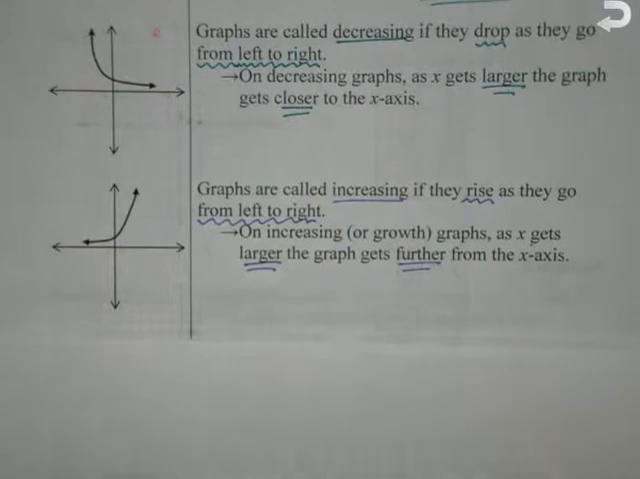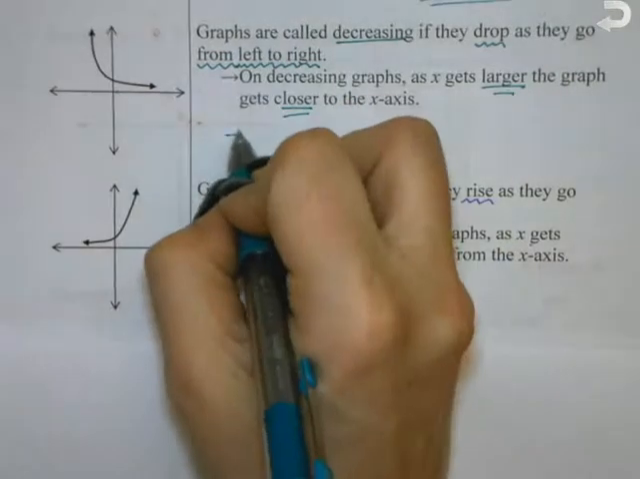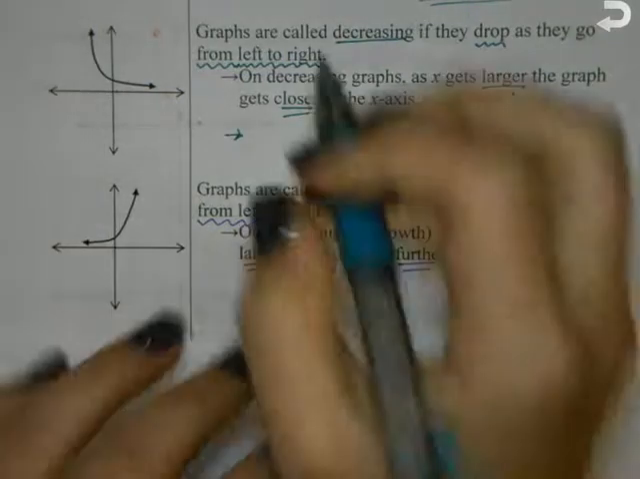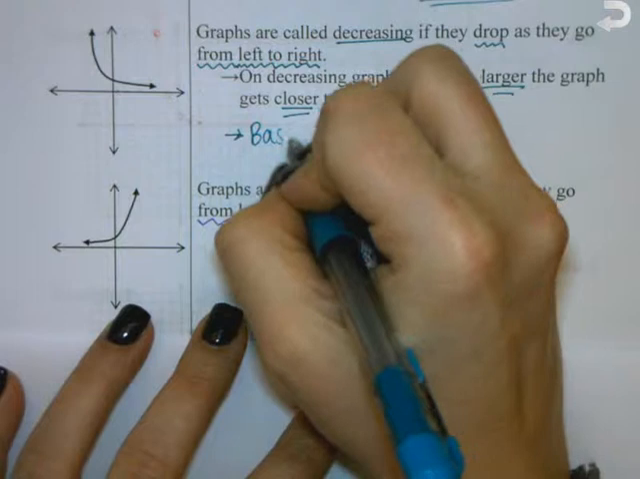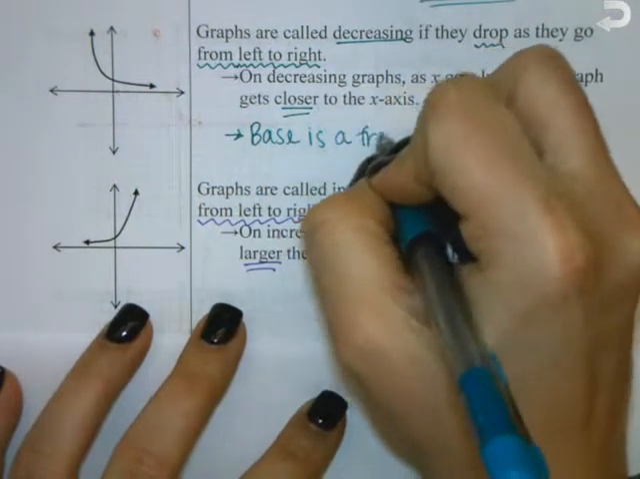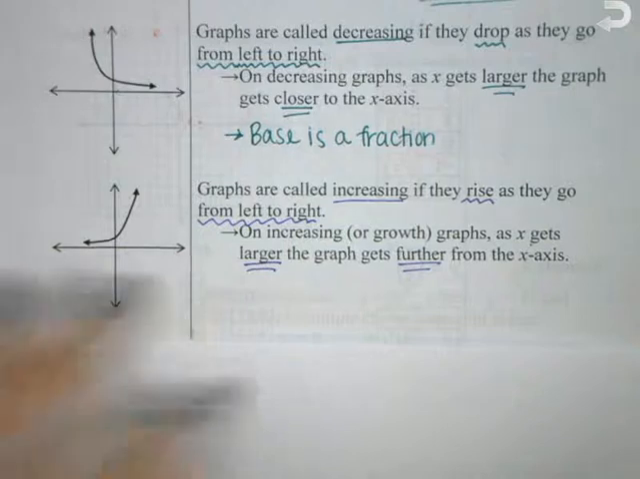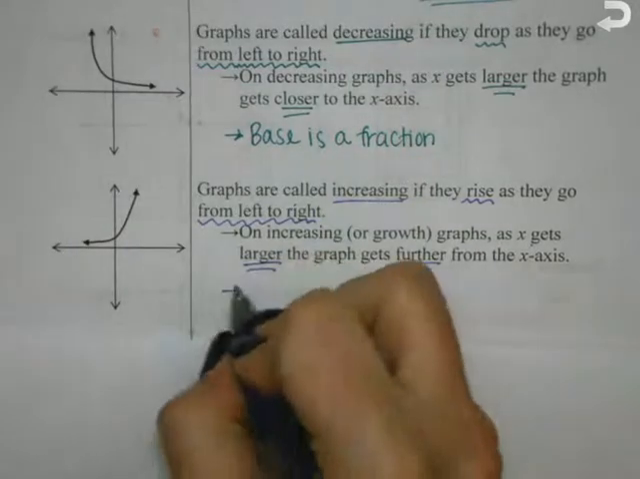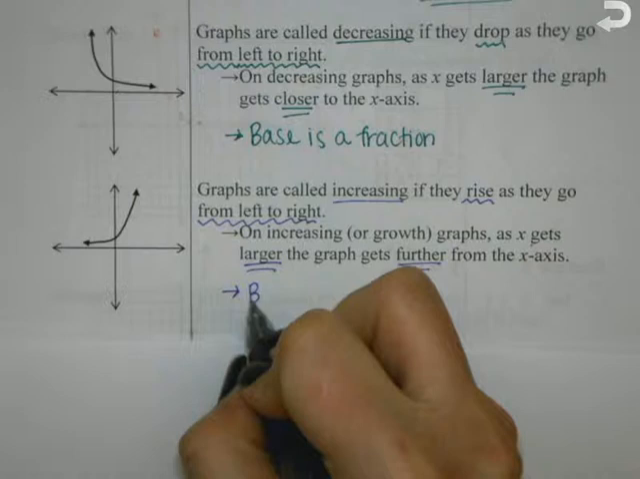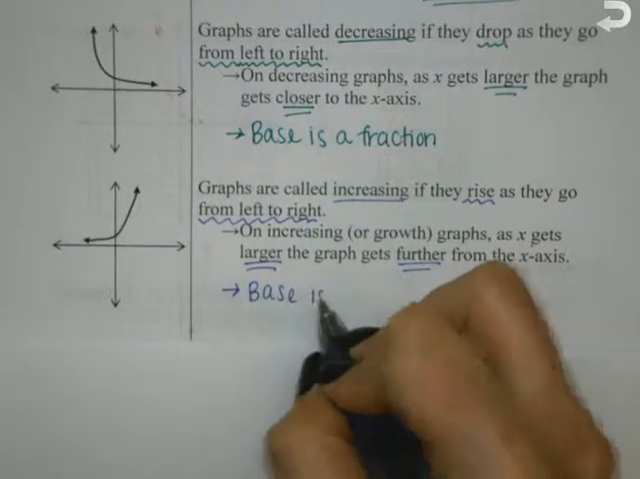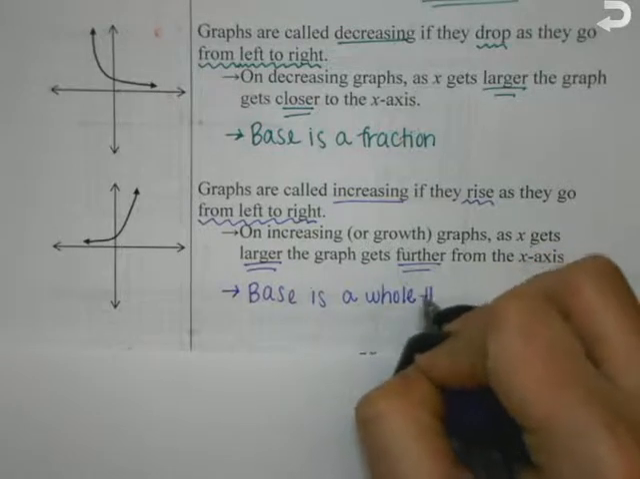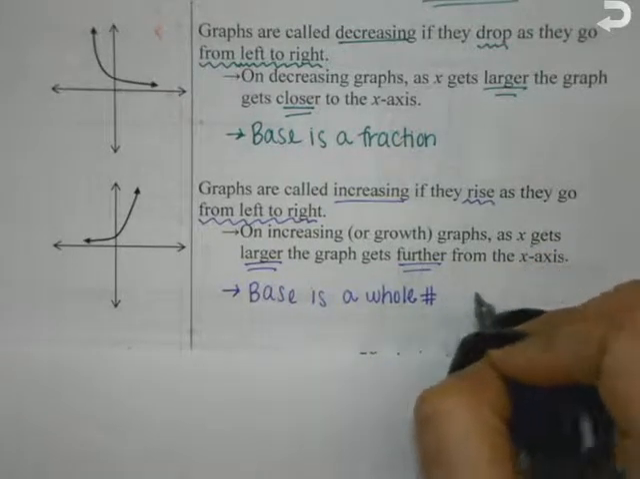Something I also want you guys to be aware of is that your graph is decreasing if your base is a fraction. So if your base is a fraction, your graph is going to be decreasing, which we saw when we graphed 1/5 to the x. And we can tell from the equation that it's increasing if your base is a whole number that's greater than 1. Just a whole number will work.